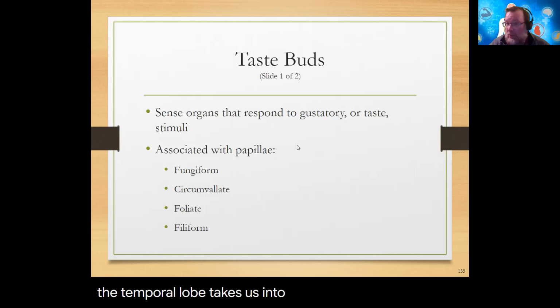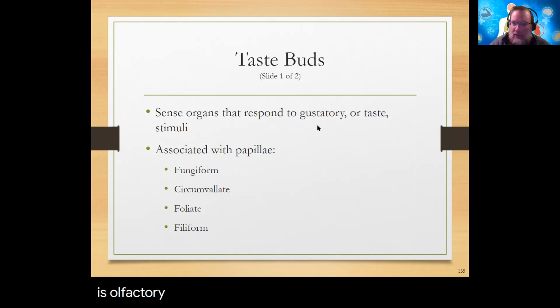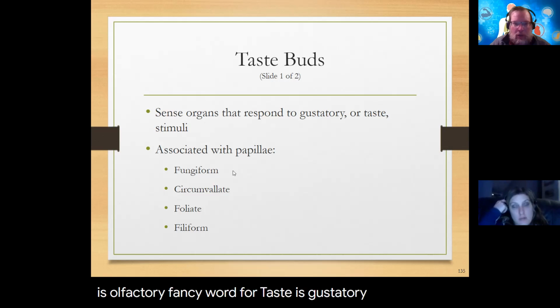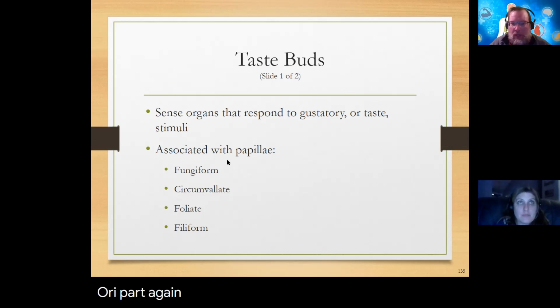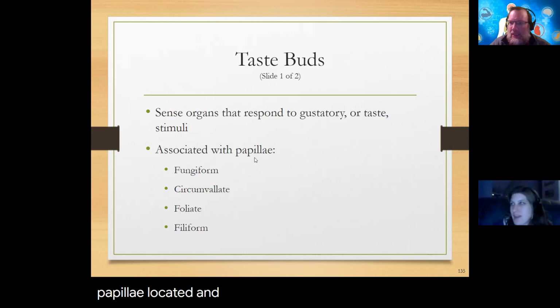Takes us into taste buds. We've got a fancy word for taste, and that's gustatory. So fancy word for smell is olfactory. Fancy word for taste is gustatory. So we see that ory part again. And then we do have little bumps called papillae, and you probably have seen these on your tongue. They're called papillae, 4 different types, fungiform.